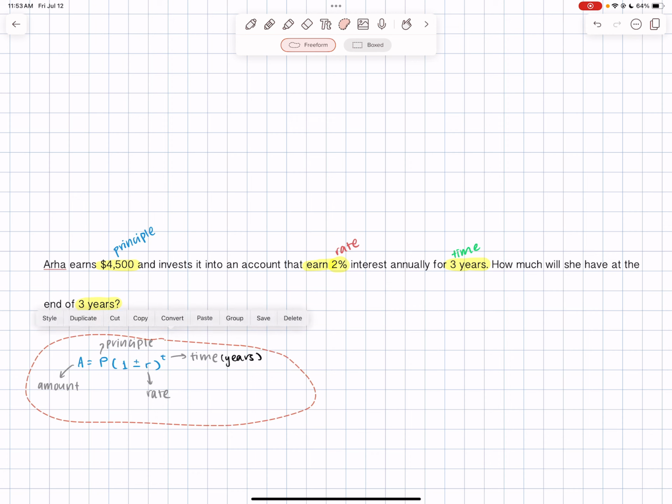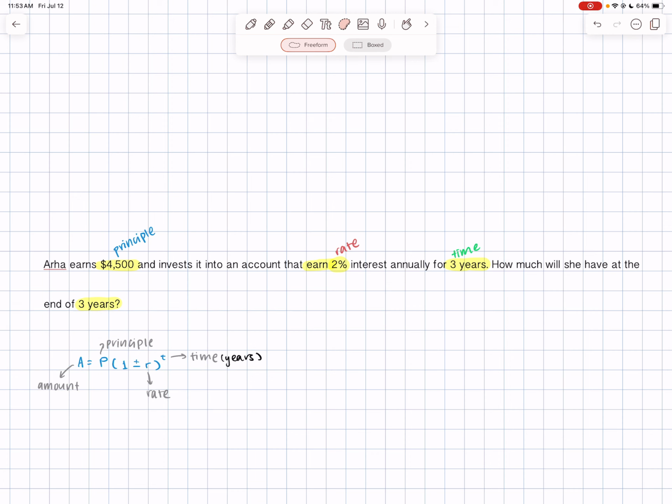So we have our formula here labeled and everything. So we're trying to find the end amount. So our end amount is A. So we're trying to solve for A, question mark. We have our principal value of $4,500.